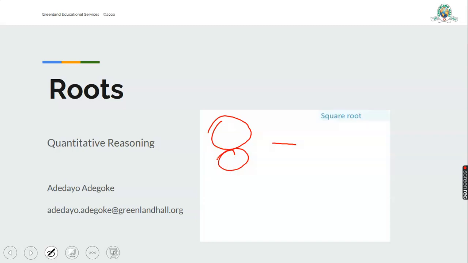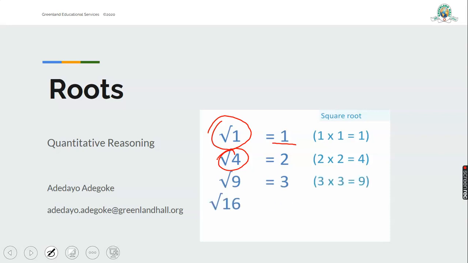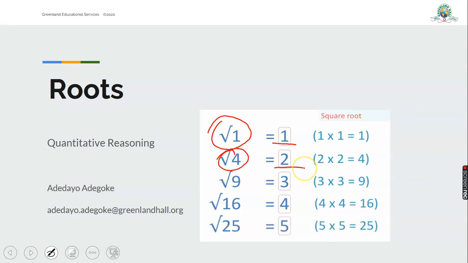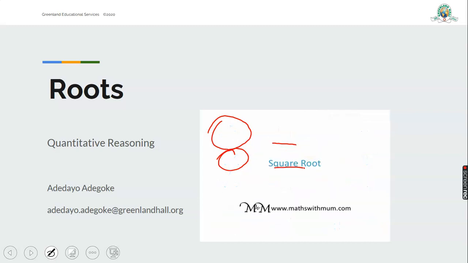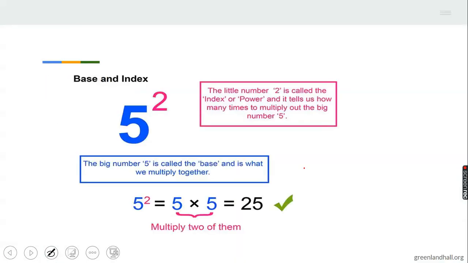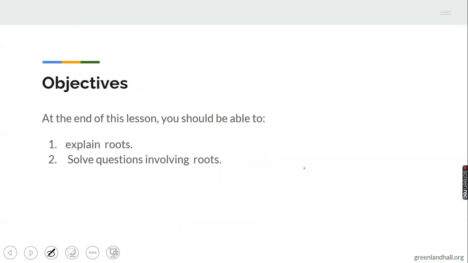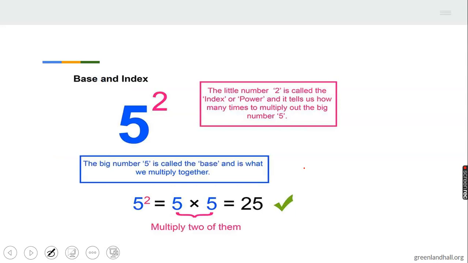Without the powers, we cannot get the roots. So the roots and the powers work hand in hand. Like you can see here, the root of 4 is 2, which is 2 times 2, 4. At the end of this lesson, you should be able to explain roots and solve questions involving roots.